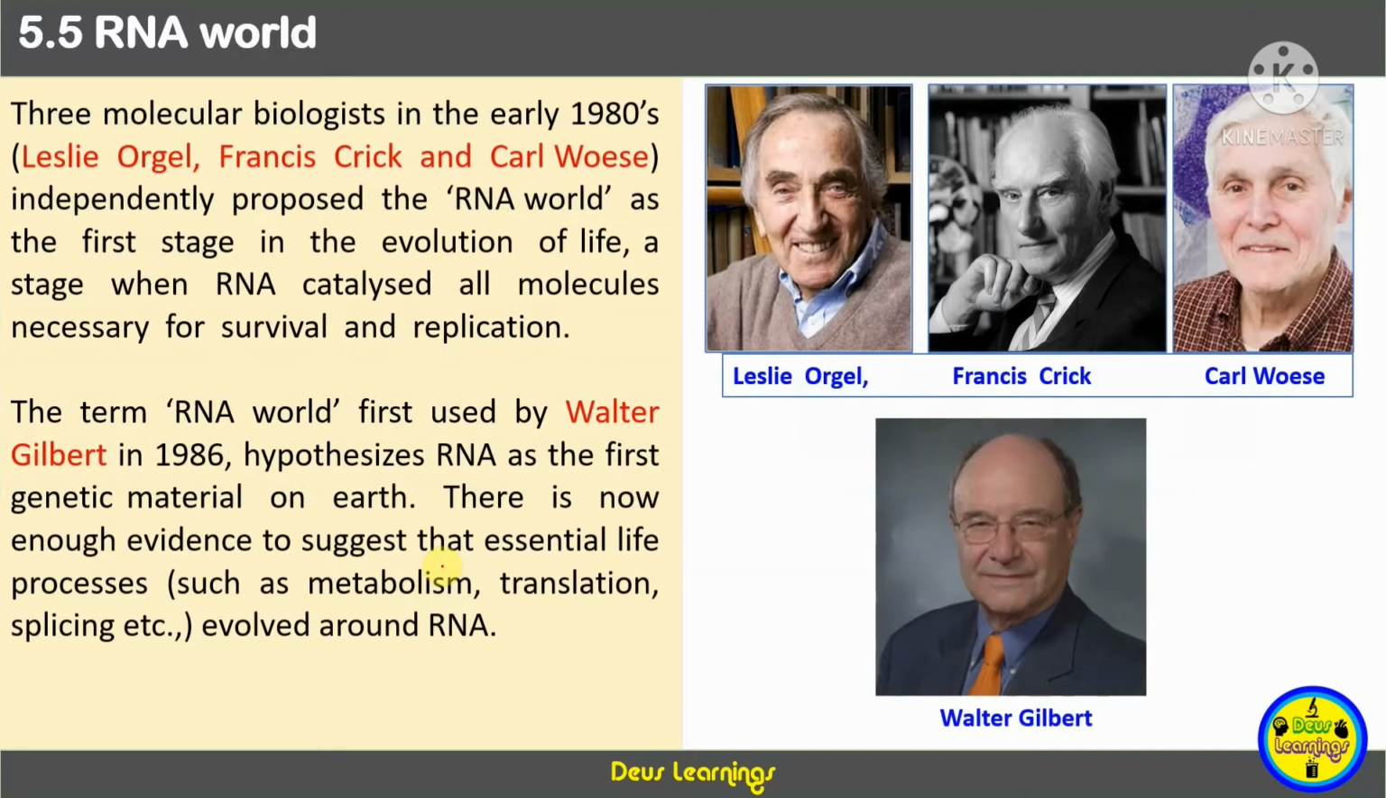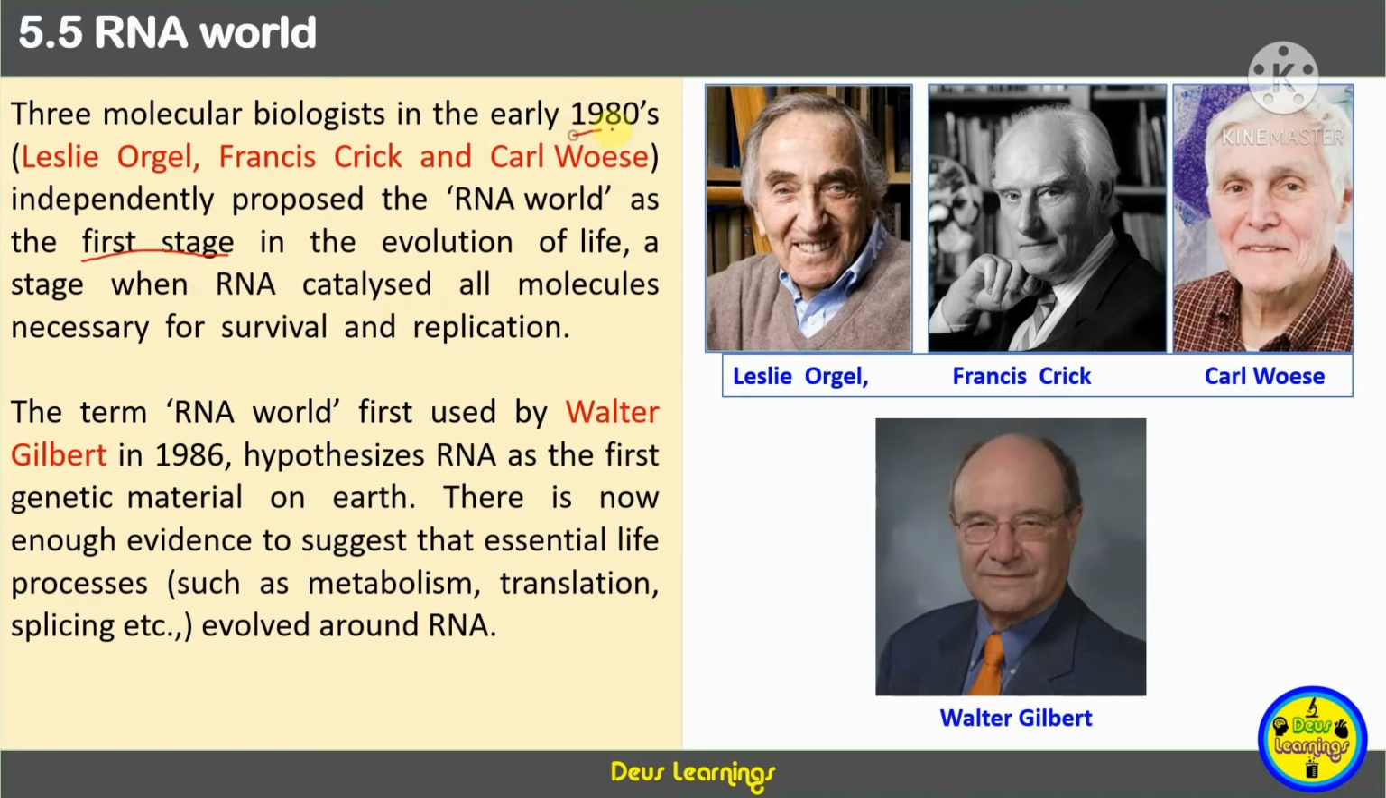Then in the 80s, after that 1957 work, there were people who believed that RNA was the first stage of molecular evolution. First RNA came, and after RNA the DNA came out, since RNA was capable of doing various kinds of jobs. Those who proposed this were Leslie Orgel and Francis Crick. You already know Watson and Crick, the same Crick. Then Carl Woese, the person who gave classifications. They suggested that RNA was the first stage of evolution of life, and from RNA only, DNA came out. They had a strong feeling that RNA was the first evolved molecule, and later DNA might have evolved from RNA.